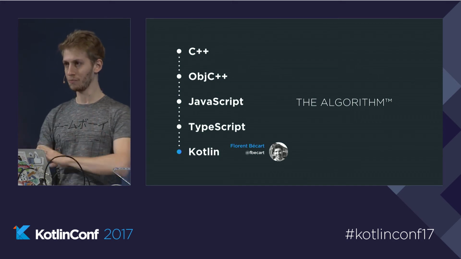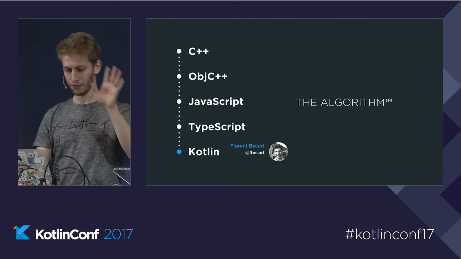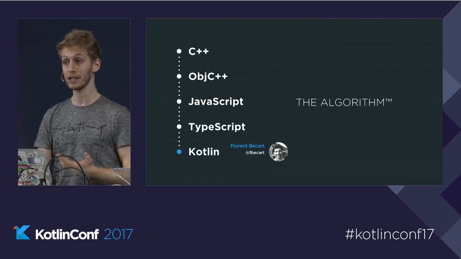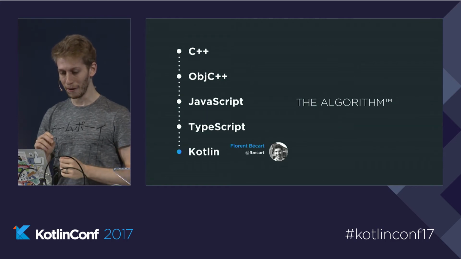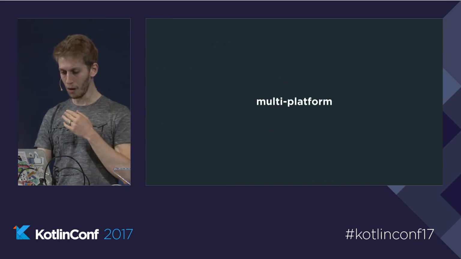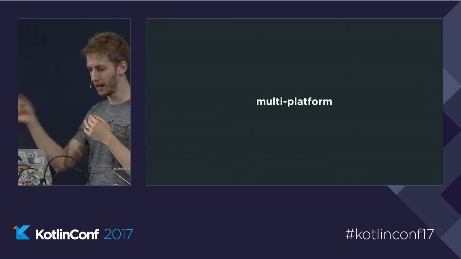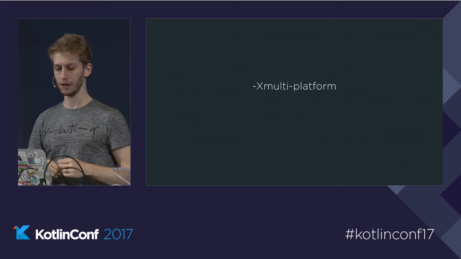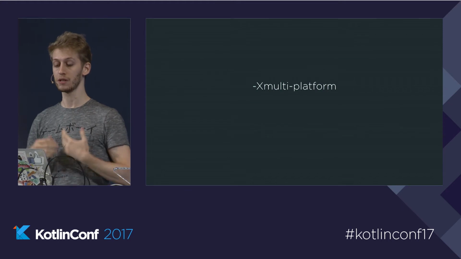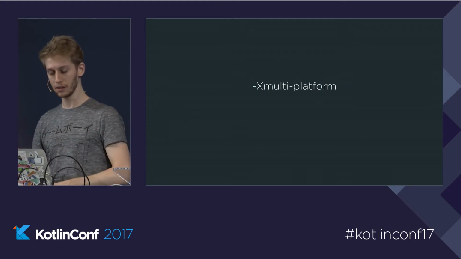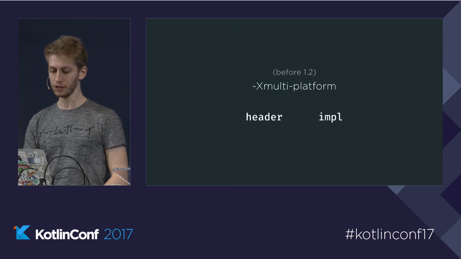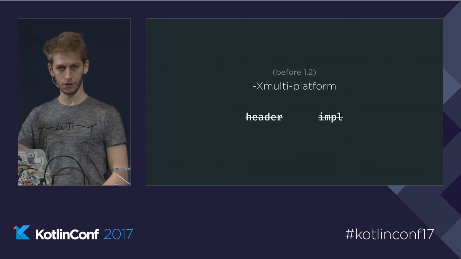So we did try. Just as a reminder, you've probably seen multi-platform stuff at this conference. I did not expect that. Luckily, I did my slides at the last minute, so I could prepare for it. Multi-platform, how does it work? Before 1.2, you would have this flag, X multi-platform. You pass it to the compiler, and you would be able to use these two keywords, header and impl. That was before. Now they are called differently. They're actually called expect and actual.